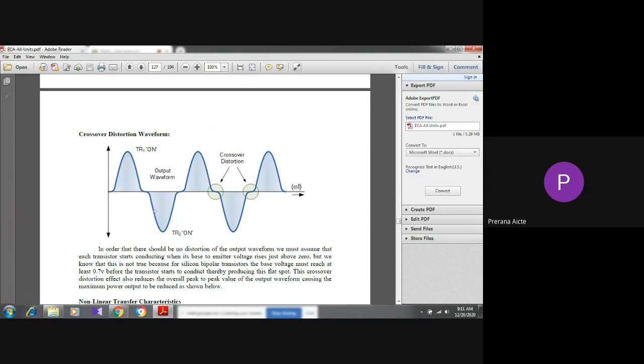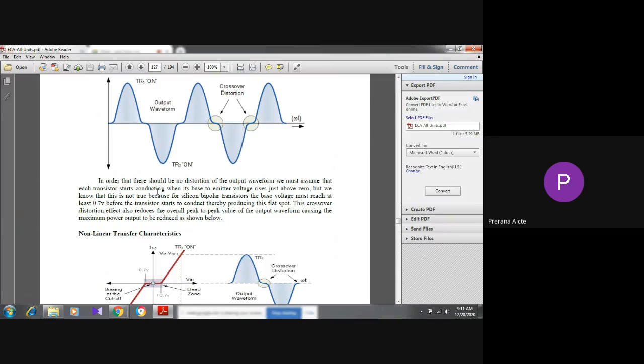before conducting the second transistor, there is a small time gap. There we will get this zero output. This is called crossover distortion. So in order for there to be no distortion in the output waveform, you must assume that each transistor conducts when its base emitter voltage rises just above zero. But we know that this is not true, because for silicon transistors, the base voltage is 0.7 volts.